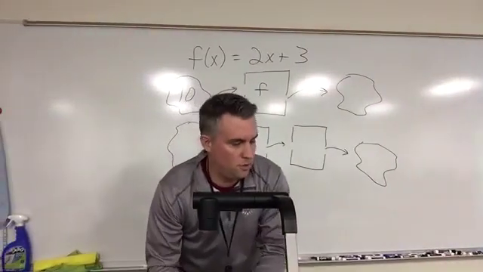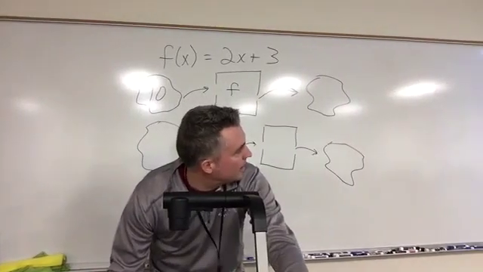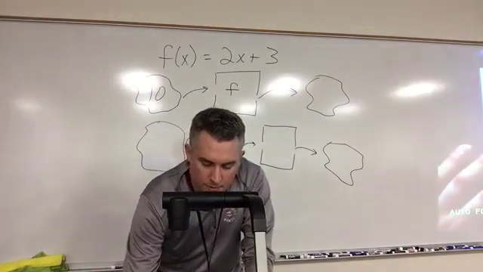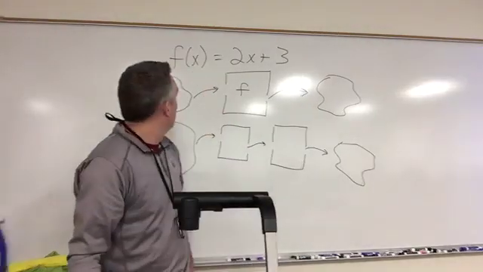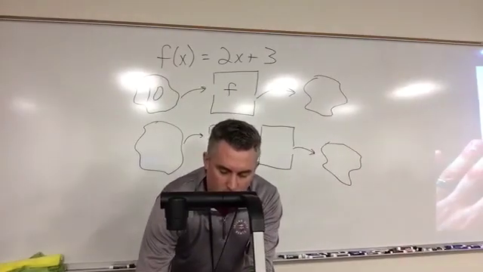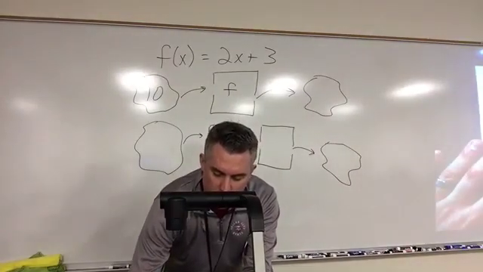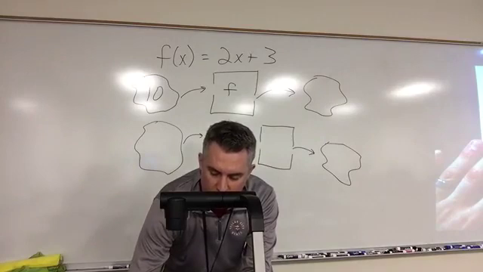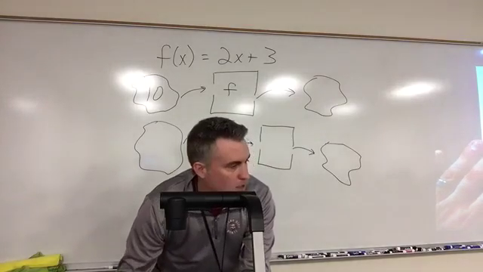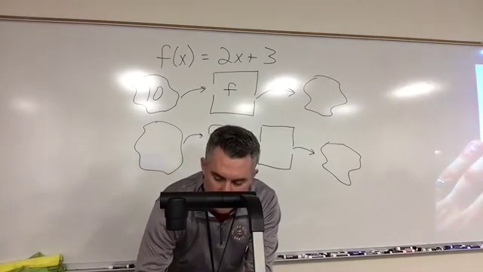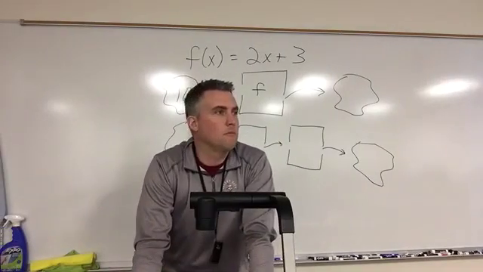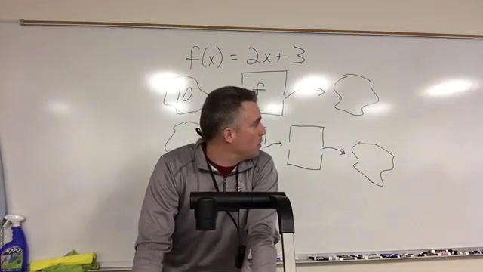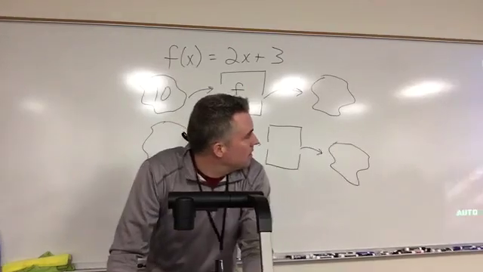If I told you that f of x equals 2x plus 3, okay? And if I gave you a domain, that's my first little cloud of numbers, a box represents the function, and the other cloud is the range, the output, and I told you that this is f right here. If I put in 10, what do I get out? 23. That should be pretty easy, right? You guys agree it's 23?